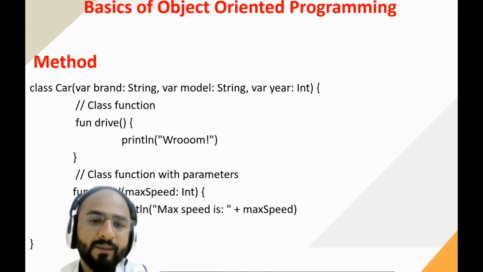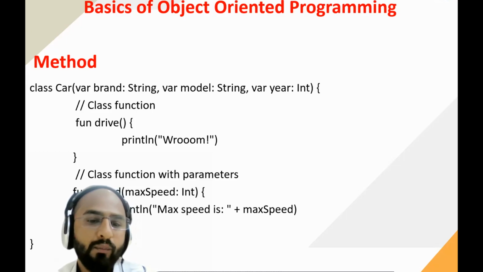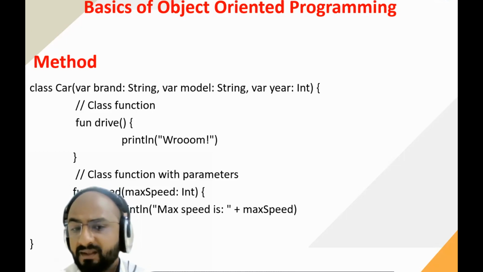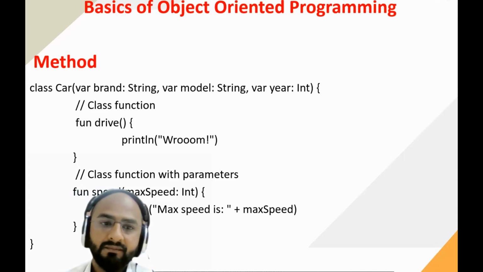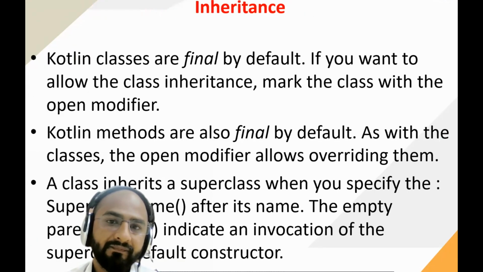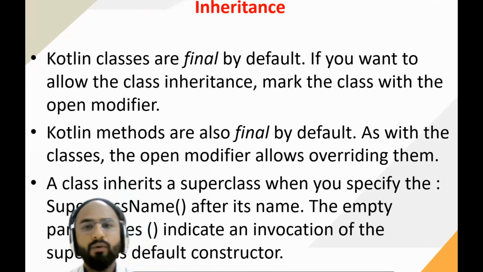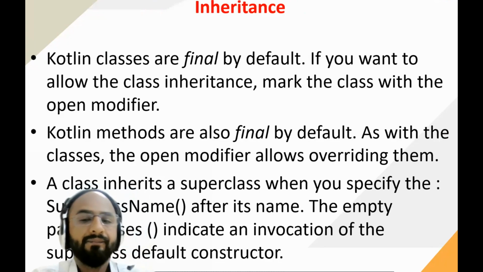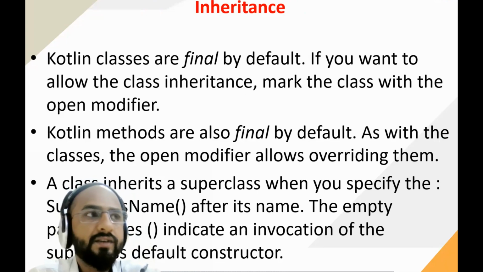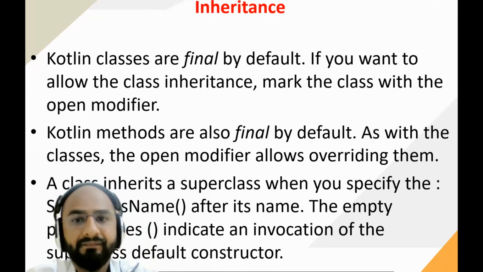So here I am just focusing on the method. In that car class, there are 2 methods, the drive method and the speed method. The drive method has no parameter. The speed method has 1 parameter. I hope you are understanding this method concept of object oriented programming. Now let's discuss inheritance. It is very important to understand inheritance.